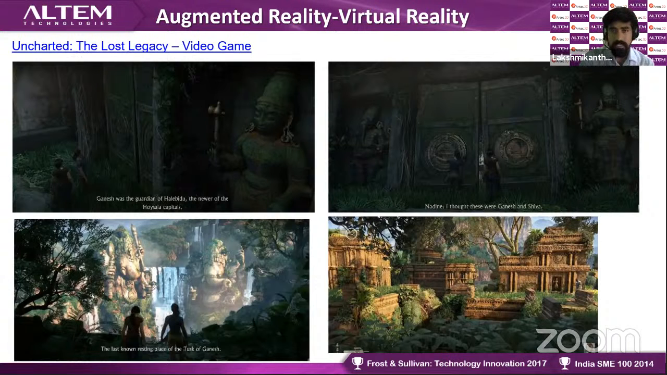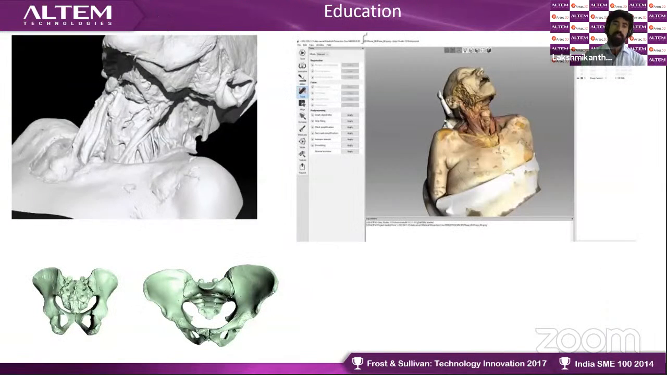Next, virtual education. It is not limited to the medical field; there are a lot of companies also utilizing 3D scanners for educating their students, or educating their scholars, or also their internal teams.